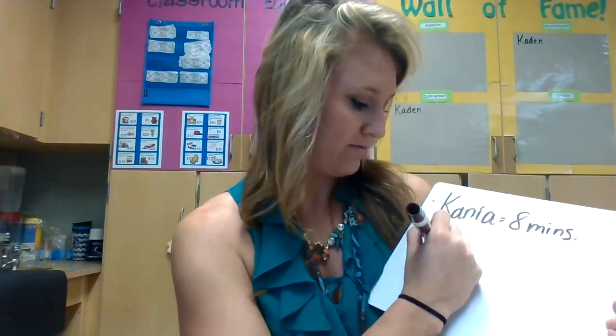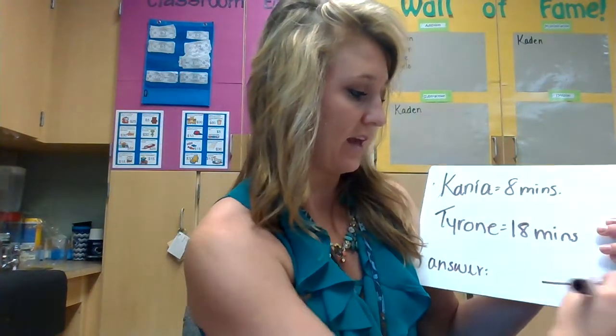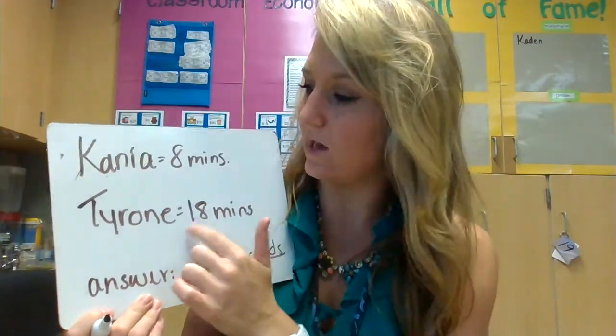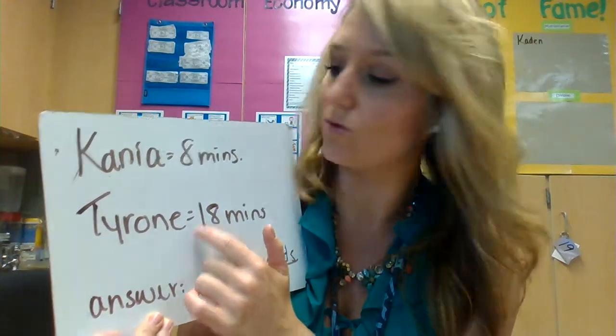Okay, so first things first, what numbers do we see? We see that it takes Kania 8 minutes, and it takes Tyrone 18 minutes. Also, I want you to take into consideration what the answer is asking for, because they give us minutes, but our answer wants seconds. They want to know how much longer it takes Tyrone to walk to school than Kania.